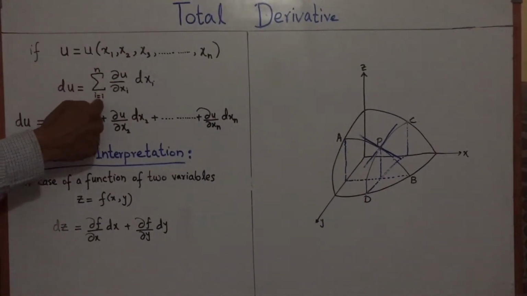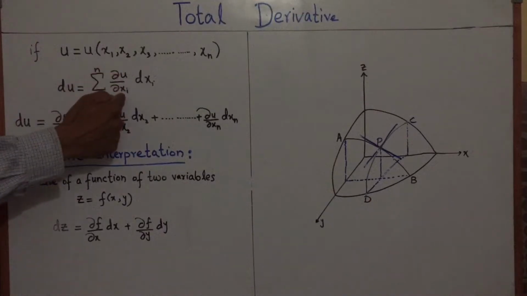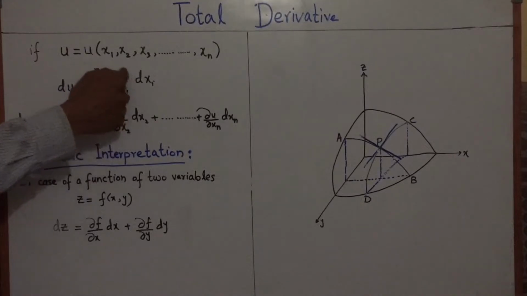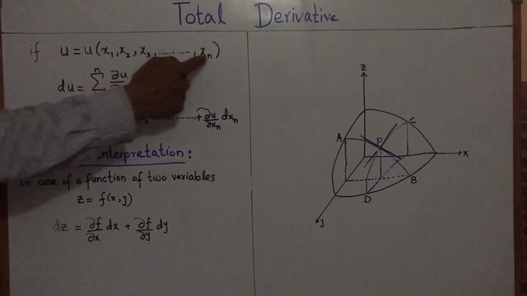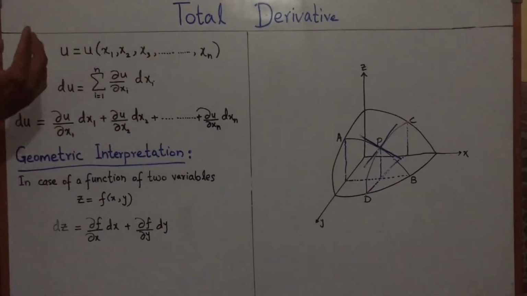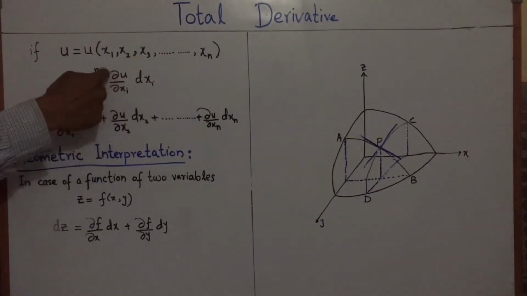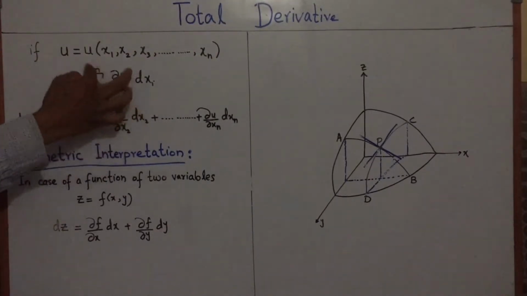So summation i equals 1 to n of partial u over partial xi, dxi. You see partial u over partial x1, and partial u over partial x2, and partial u over partial x3, and so on, partial u over partial xn. Partial u over partial x1 means the slope at the x1 axis, and partial u over partial x2 is the slope at the x2 axis. And how many slopes do we have? N slopes. So we open this summation sign.